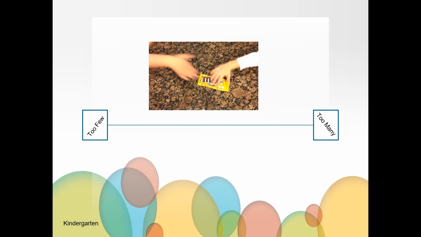Now make your guess. We know that a too few guess would be 2, and a too high guess would be 50. What is your guess of about how many M&Ms each girl will get?